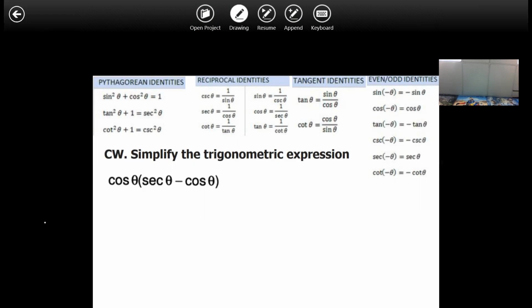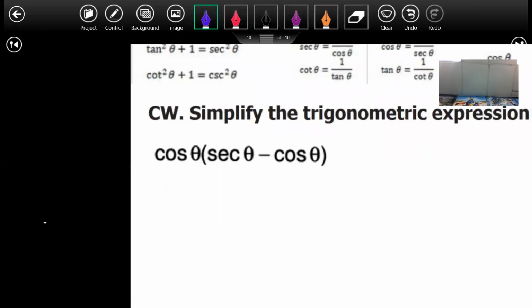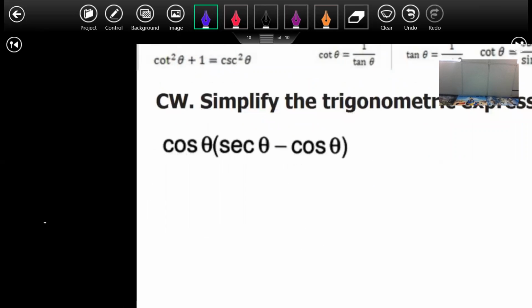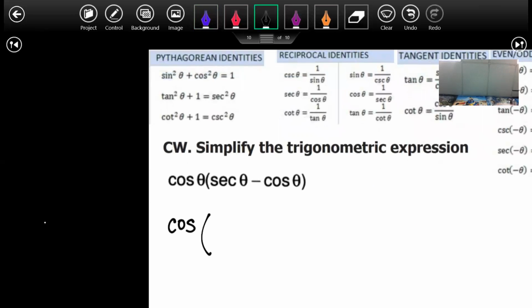Here we go. First step is do what? Convert. Convert tangent to sine over cosine. What about secant? Will be converted to what? Secant, I'm looking at my identity, is 1 over cosine. Minus, and then cosine is going to be by itself. We don't need to convert that one.